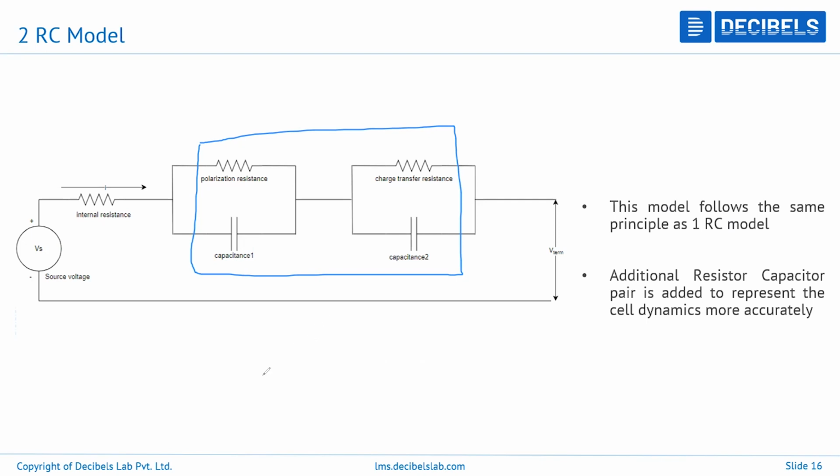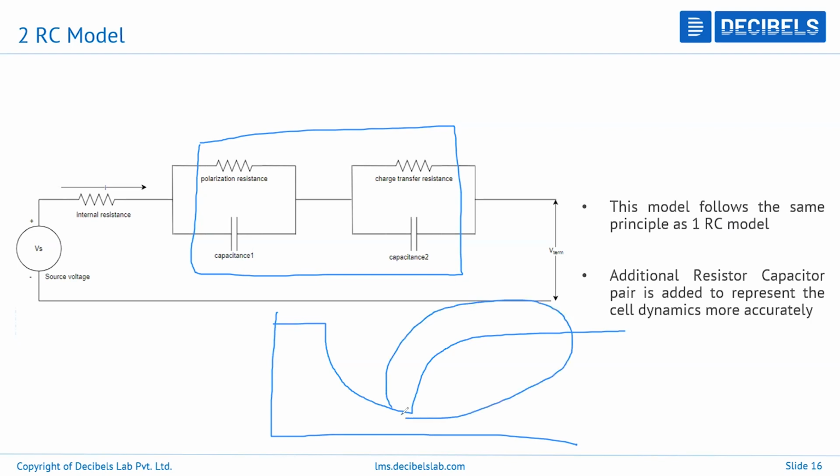So for example, let me draw that voltage curve once again. If this is your voltage response, suppose this is not exactly how it looks, but you'll see it from the test value, and it looks something like this. In the 1RC model, we considered this as a whole. We considered this entire region as the dynamic region. But in case of 2RC, we are splitting this up.